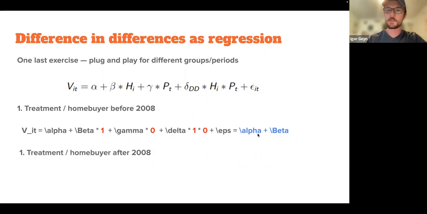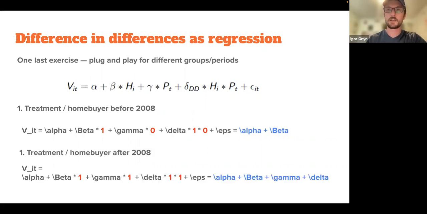Okay. And so last but not least is our case in which actually everything is turned on, right? We have ones for every variable. So H is 1, P is 1. Why is that? It's because we're looking at the treated group after 2008, so after the treatment occurs. So again, 1 for H, 1 for P, 1 for H times P, which is to say that our estimate of turnout, our estimate of the outcome variable, is the sum of all of the Greek letters, all the coefficients, right? Alpha plus beta plus gamma plus delta.